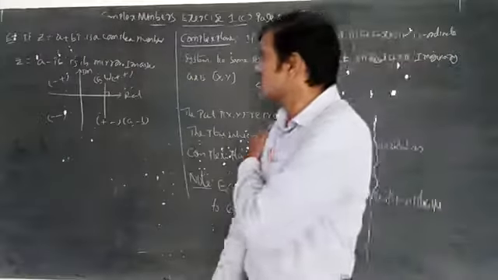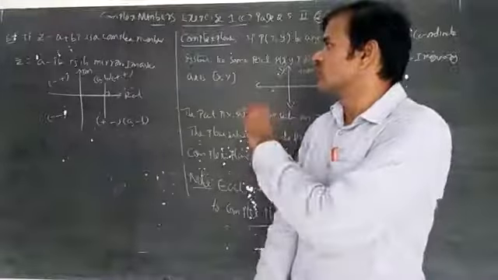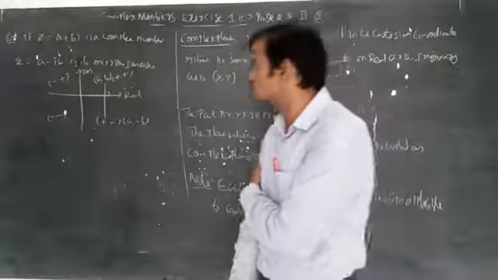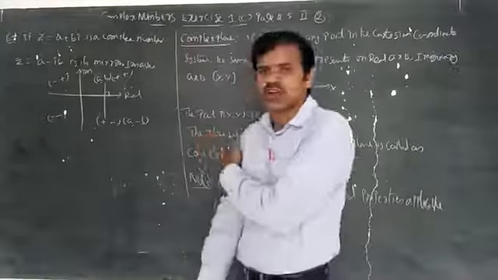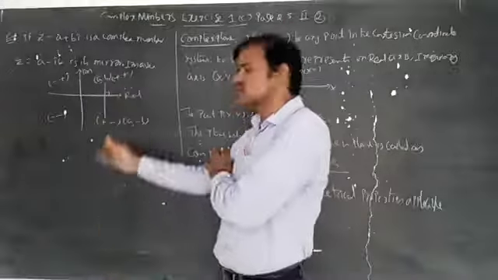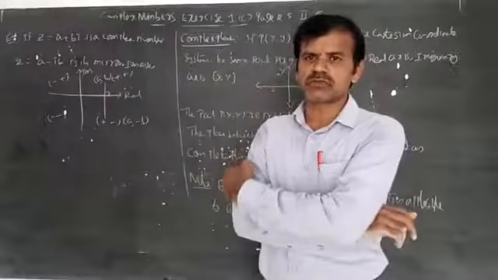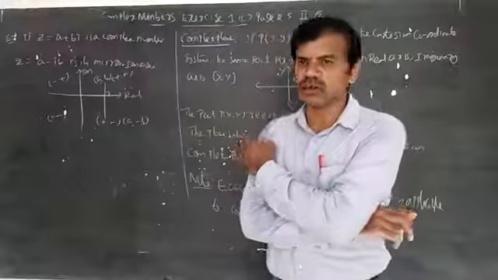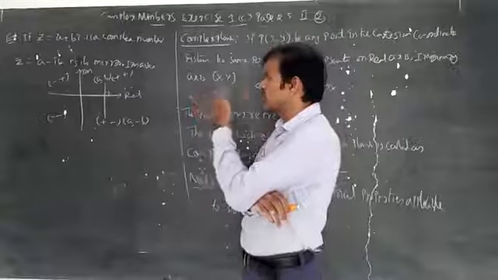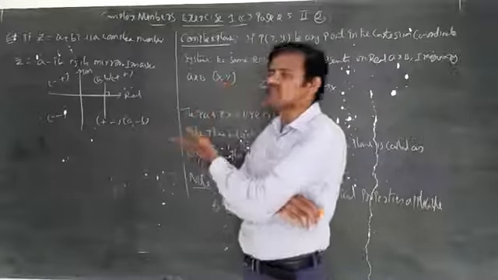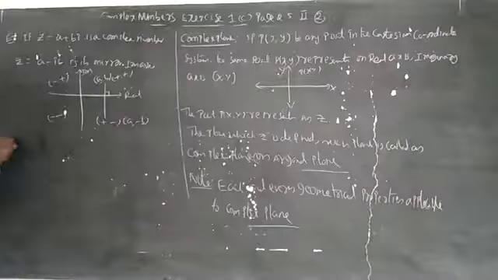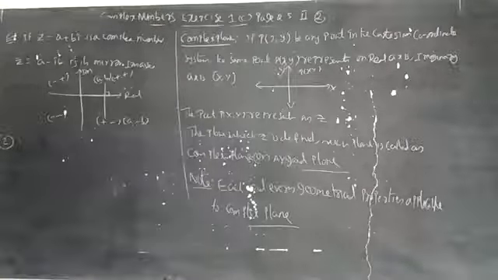So what we are discussing now: even though it is a complex number, the property which belongs to general geometry we are applying here. General notation is (2, 3). This is (2, minus 3). If (2, 3) is in the first quadrant, we say (2, minus 3) is in the fourth quadrant. In a similar way, the same concept we can apply. Here (a, b) we should write as a plus ib. Here (a, minus b) we should write as a minus ib. And another example also we can discuss.